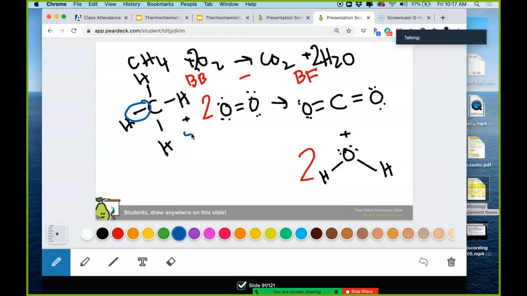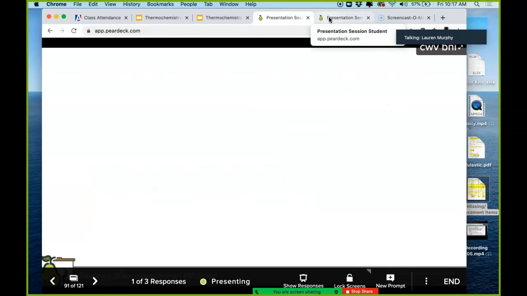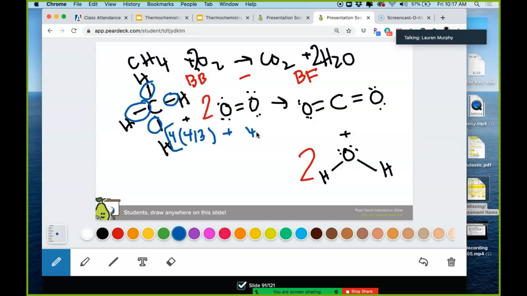So 413. But there's 1, 2, 3, 4 of those bonds, so you have to multiply it by 4. Plus, I have an oxygen-oxygen double bond. So you go back here, and oxygen-oxygen is 495. But there's 2 of these oxygen molecules. It'd be like me drawing it twice. That's what the coefficient means. There's 2 oxygen-oxygen double bonds, so you have to multiply this by 2. So this is bonds broken.